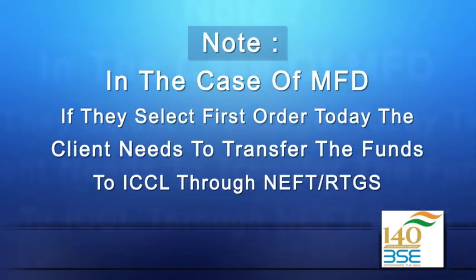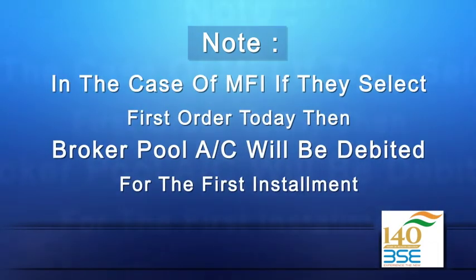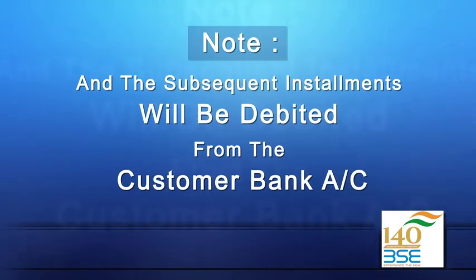Note, in case of MFD, if they select First Order Today, the client needs to transfer the funds to ICCL through NEFT or RTGS once the mandate is approved, and subsequent installments will be debited from the customer's bank account. In the case of MFI, if they select First Order Today, then the broker's pool account will be debited for the first installment and the subsequent installments will be debited from the customer's bank account.